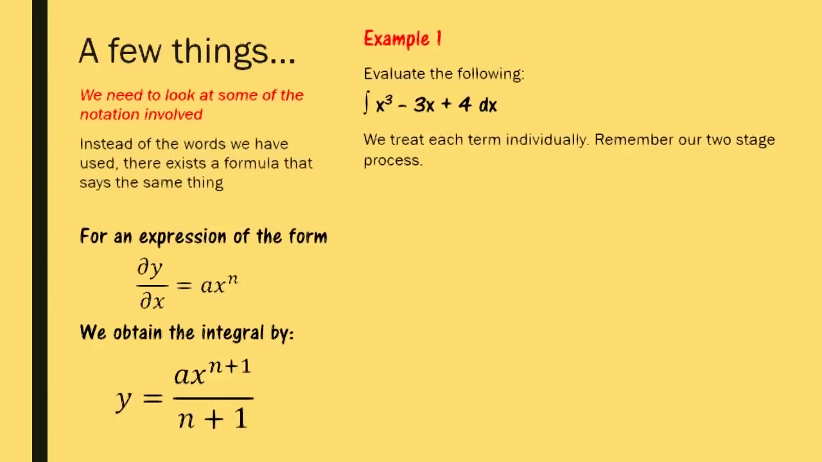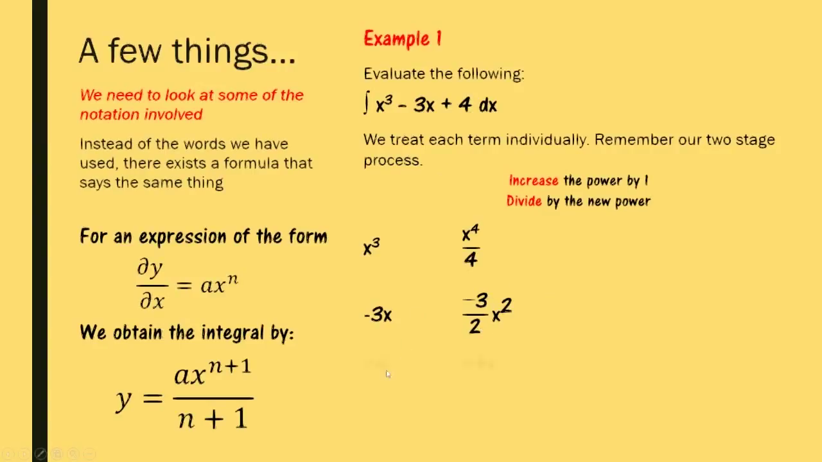We'll treat each term individually and remember a two-stage process. Increase the power by 1 and divide by the new power. So our x cubed becomes x to the 4, and then we divide by the 4. Okay, so increase the power by 1 to become 4, and divide it by the new power, which is 4. So that's the same as x to the 4 over 4, or a quarter x to the power of 4. Next one is minus 3x. We increase the power of x by 1, so this was a 1, it becomes a 2. And then we divide by the 2 as well, so it becomes minus 3 over 2, x squared.